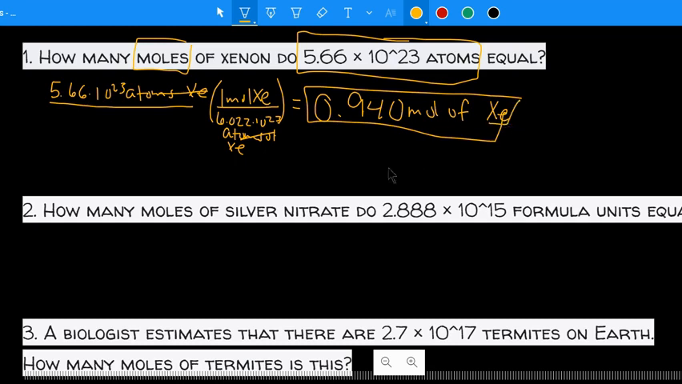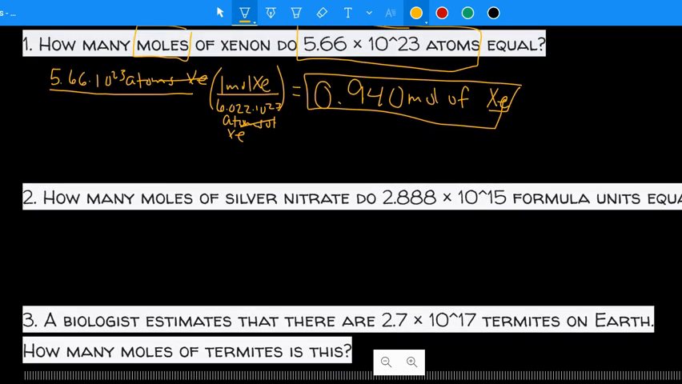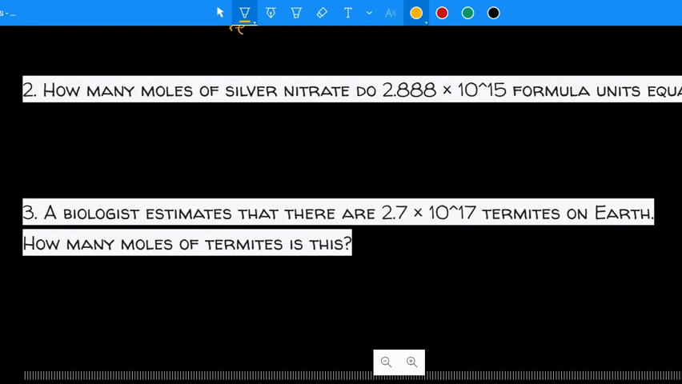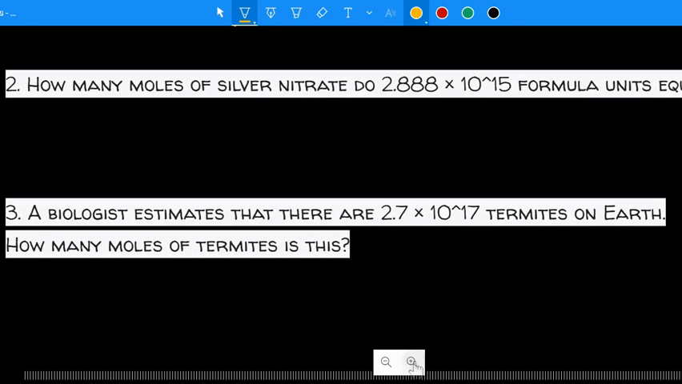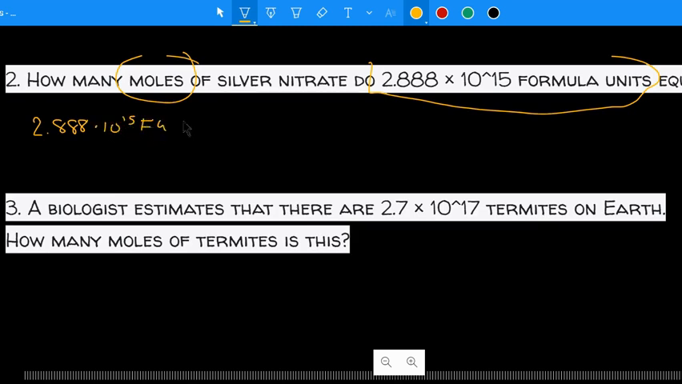Now for the next one, it says how many moles of silver nitrate. I'm going to scroll up. Remember, you can pause since this is a video if I am moving too quickly. So how many moles of silver nitrate? I want to know how many moles. And this is my given quantity, and it's in formula units. So remember, formula units is the subunit for an ionic compound. So we're starting with 2.888 times 10 to the 15th formula units.